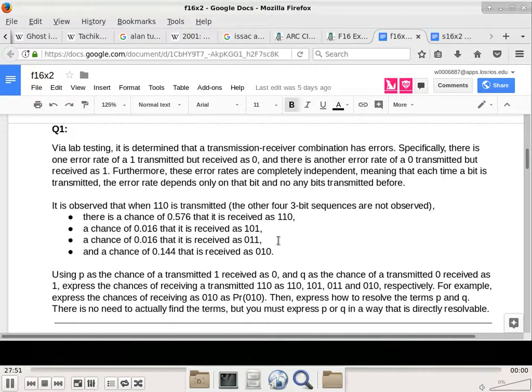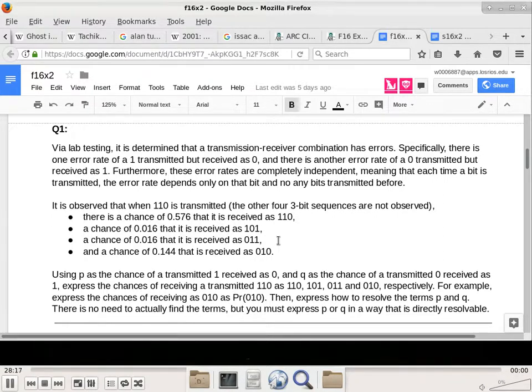All right. So this one is telling you the observation, but we don't know the probabilities. So when you analyze this one, it's kind of the same thing, but a little bit different. This one says, it is observed, I know for sure that I'm transmitting 1, 1, 0. But when I transmit 110, the chances of receiving 110 as 110 is 0.576.